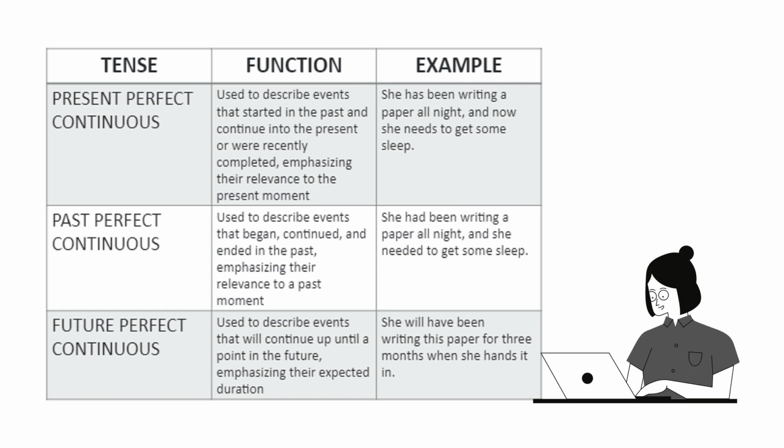And lastly, future perfect continuous tense. It is used to describe events that will continue up until a point in the future, emphasizing their expected duration. Taking an example, she will have been writing this paper for 3 months when she hands it in.